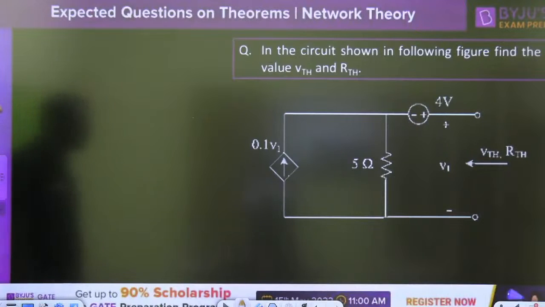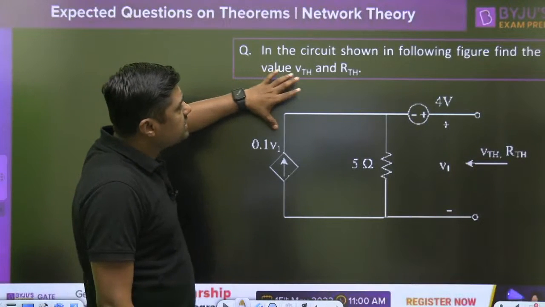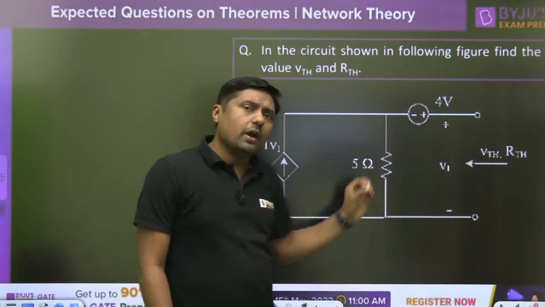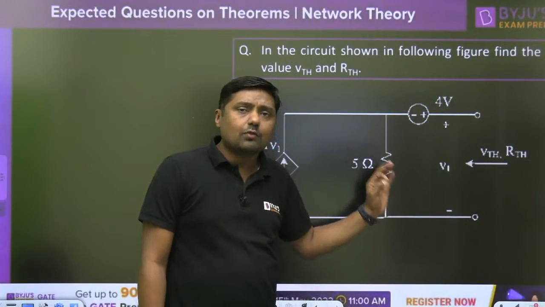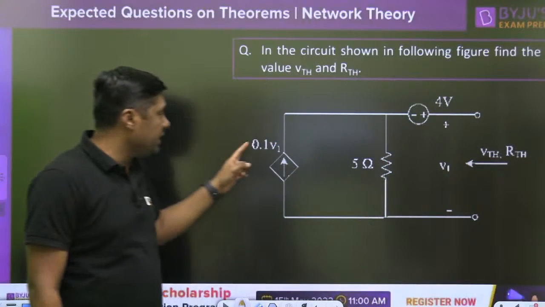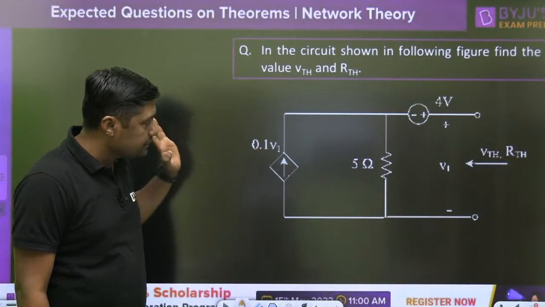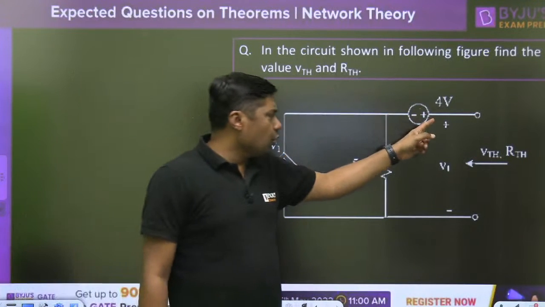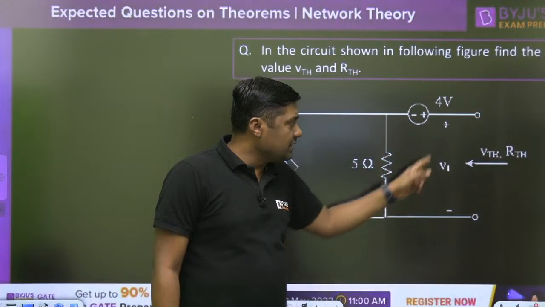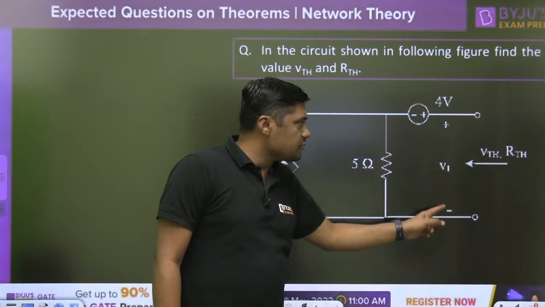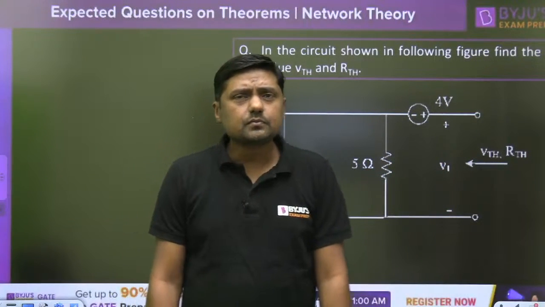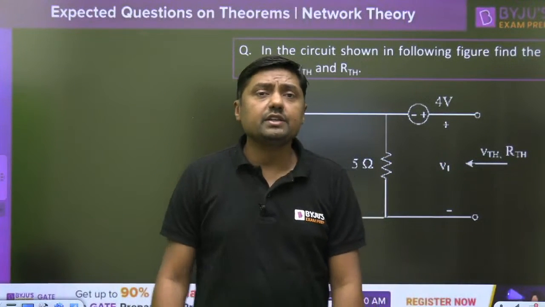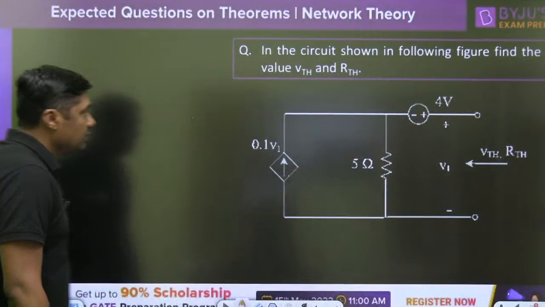In the circuit shown in the figure, find the value of VTH and RTH. Simply you have to find the VTH and what will be the RTH. There is a dependent source 0.1 V1. This is the 4 volt, this is the 5 ohm, and that is the V1. From this point to this point voltage is V1. You have to calculate the VTH and RTH across this terminal.